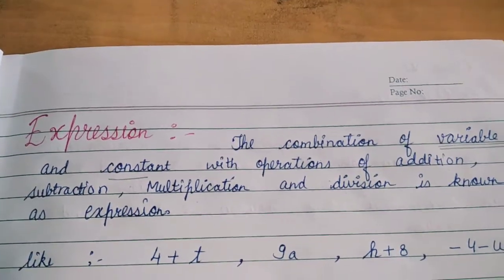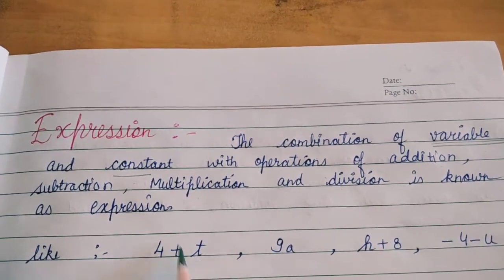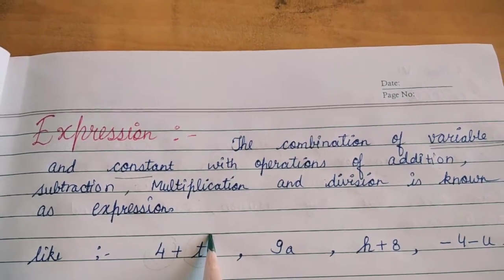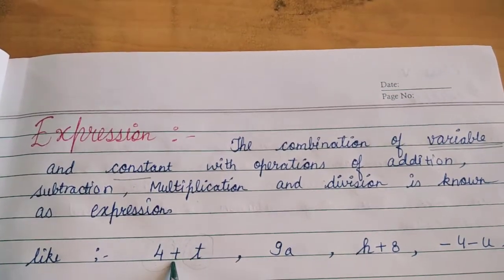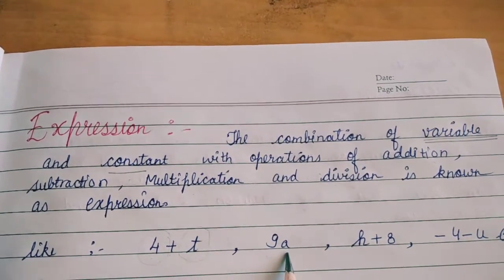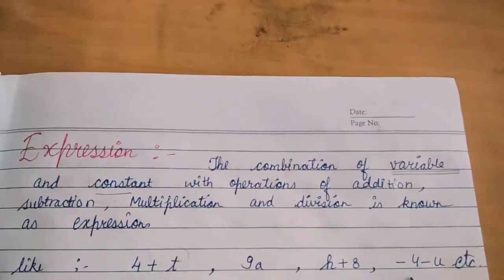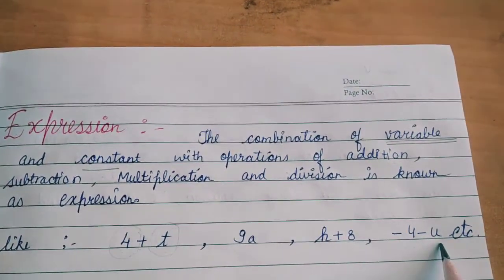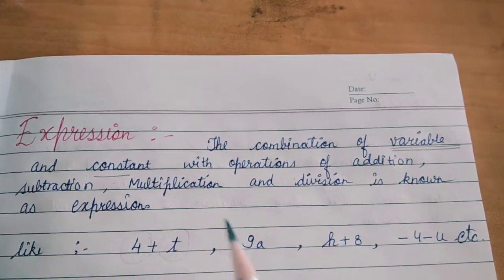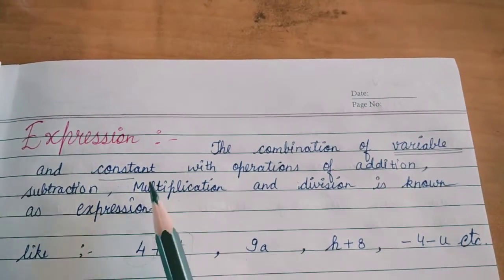We have examples of expressions, which are 4 plus t. 4 is the constant and t is the variable, and they are adding with each other. 9a, so 9 is multiplying by a, h plus 8, minus 4 minus u, etc. They are expressions.